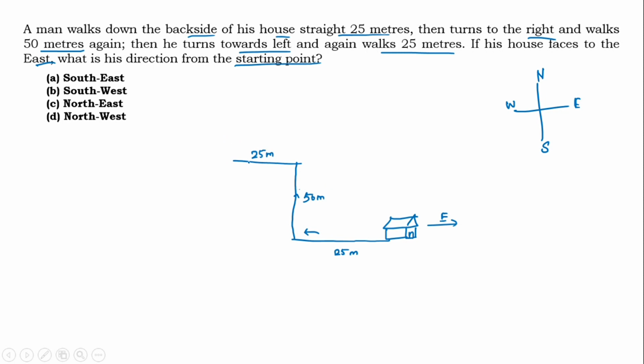If his house faces to the east, what is his direction from the starting point? So here is his house which is facing towards east. So we have to find the direction. North, west. Am I right? He is in the northwest direction.